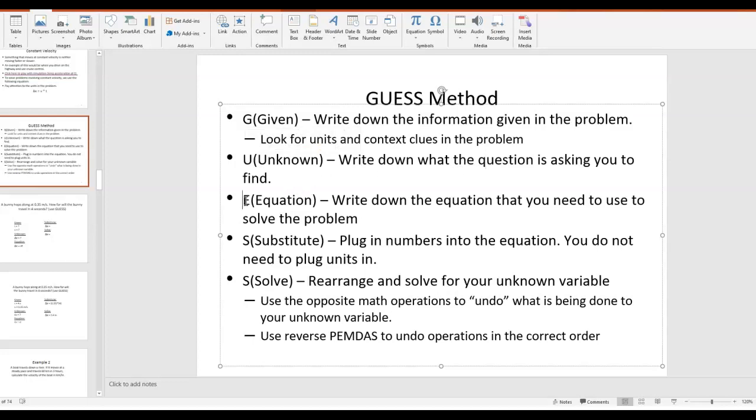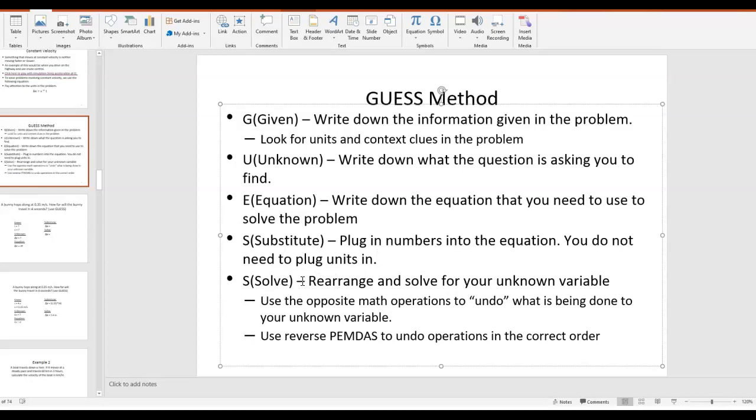Then E is for equation. You write down the equation that you need to solve the problem. Right now, that's very easy because the only equation we have is constant velocity, delta x equals v times t. So we only have the one equation right now, so that part's easy for now. Then you're going to substitute. That means you're going to plug in numbers into the equation. When you plug in, you don't need to plug in units. In fact, I would highly recommend that you don't plug units into the equation. And then once you plug in, you're going to solve.